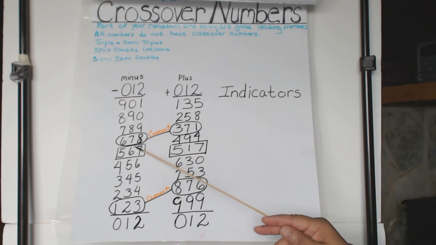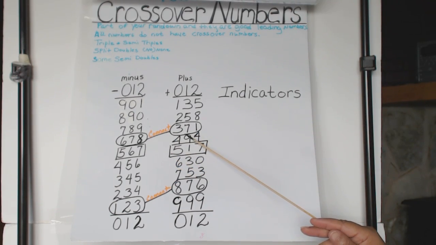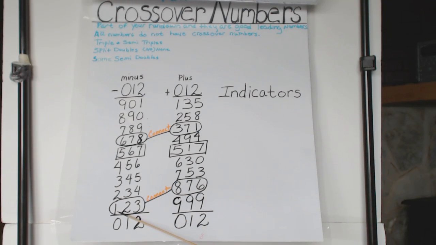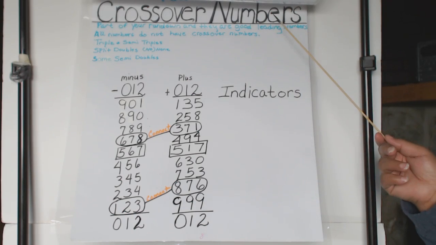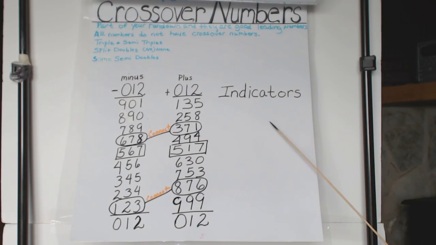If you do the matrix, 6, 7, 8 is the same as a 6, a 7, a 3 can be changed into an 8. The 1 is a 6, the 2 is a 7, the 3 is an 8. The 8 is a 3, the 7 is a 2, and the 6 it can be a 1. These are all family members. But when it comes to crossover, they are indicators.